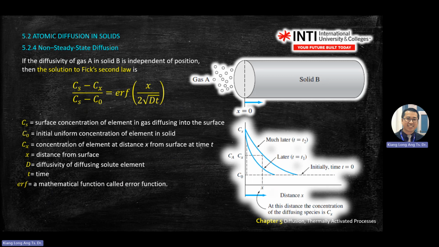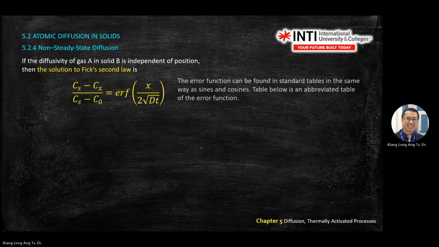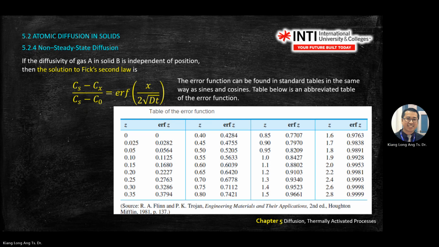ERF is the error function. Okay. So for ERF, you need to use this chart by interpolation. It's more like statistics, finding the normal graph like that. So for Fick's second law, you need to use this graph because you're finding ERF. Okay, we go for maybe another 10 more minutes. We settle this one, then we call it a day.